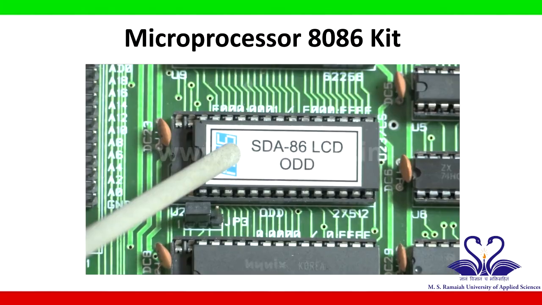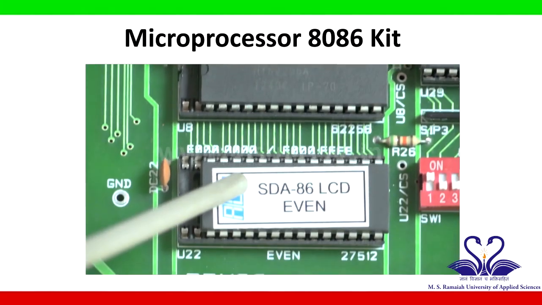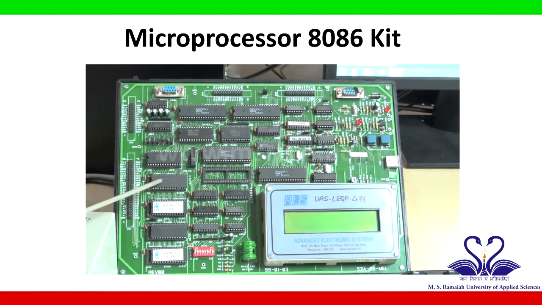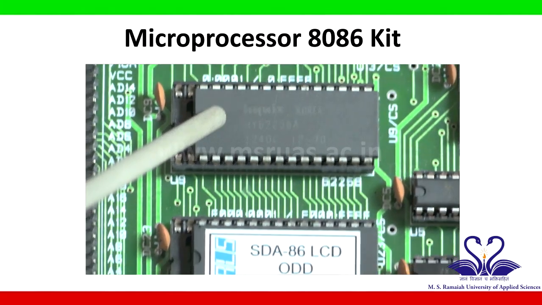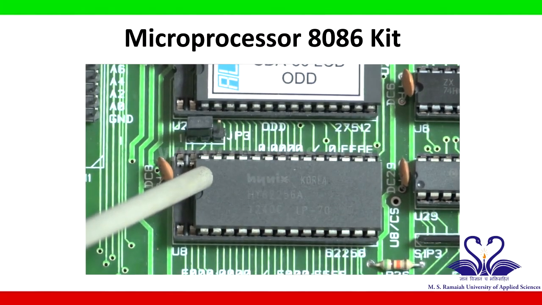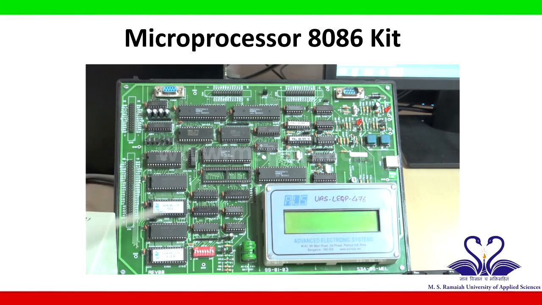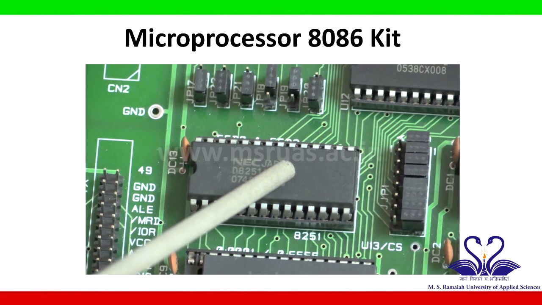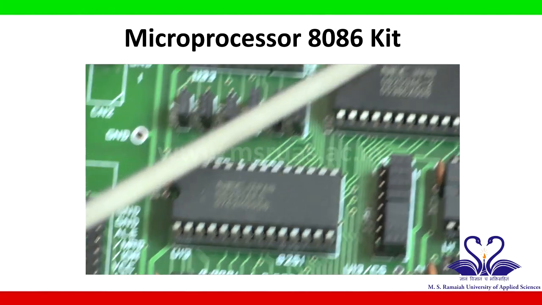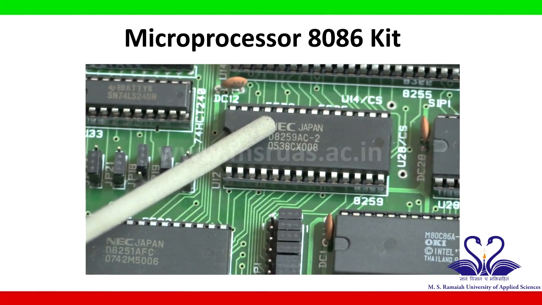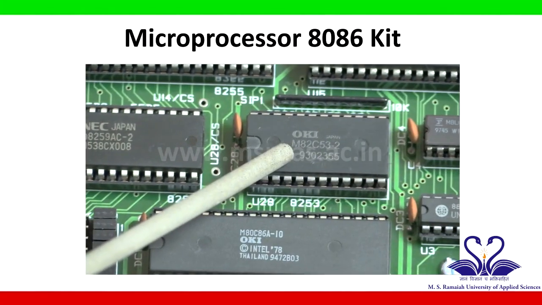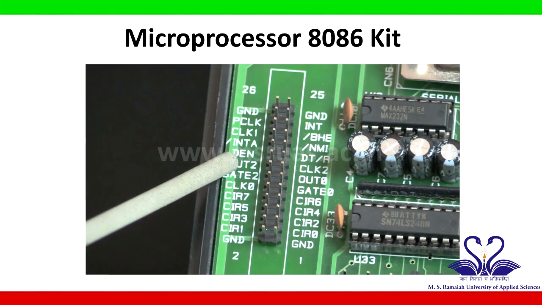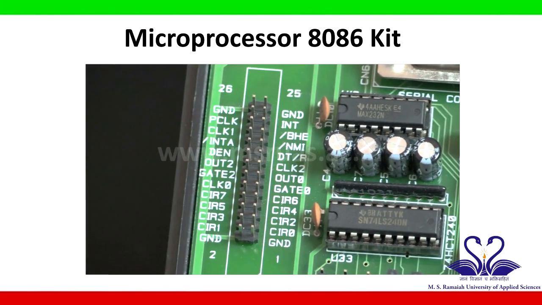Looking into the memory section, it has odd bank and even bank of ROM, and it has 32 kilobytes of RAM and 32 kilobytes. Totally it has 64 kilobytes of RAM. 8251 IC is for serial communication, 8259 IC is for interrupt, and 8253 IC is for timer. The pins of timer and the interrupt are brought out here for external connection.